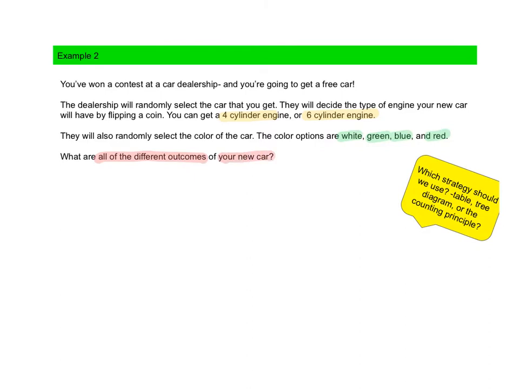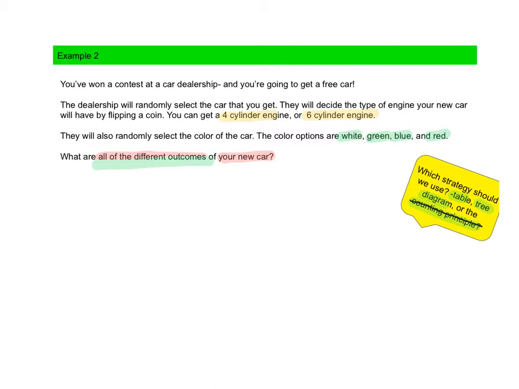Let's look and see which strategy is probably best to use. Should we use a table, a tree diagram, or the counting principle? Well, if we need to know all of the different outcomes, then we cannot use the counting principle, because that's just going to tell us how many outcomes, not all of them. It's just going to say, oh, you have 15 options. It's not going to tell us what those options are. So we can either use our table or tree diagram, because both of these are going to work. So I'm just going to show you both.